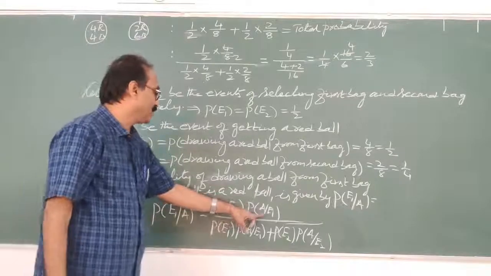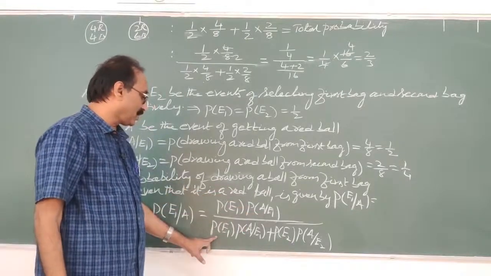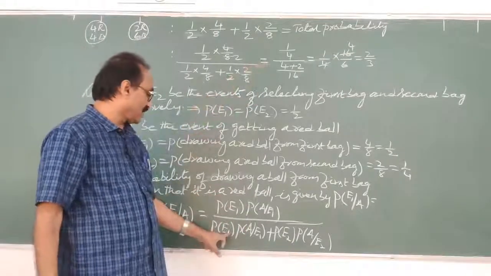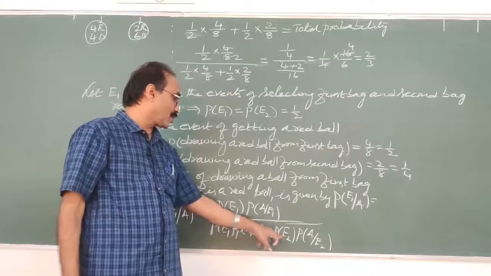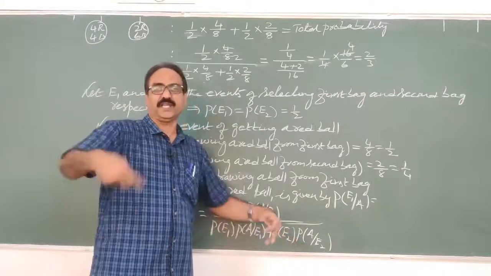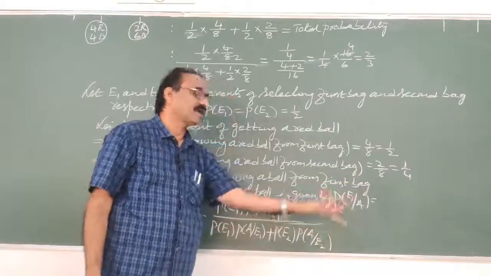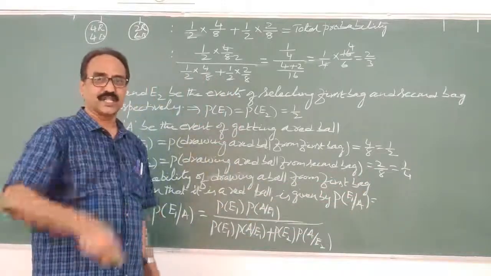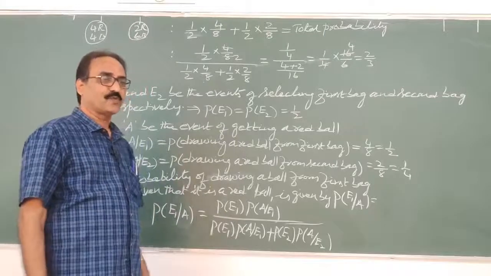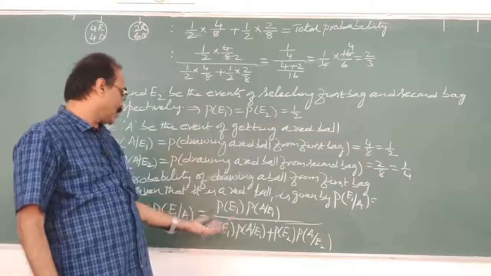Probability of E1 into probability of A given E1, probability of E2 into probability of A given E2, and if a third one is there, plus probability of E3 into probability of A given E3, we will write. Like that. How many events are there in the sample space? Here, only 2 are there.